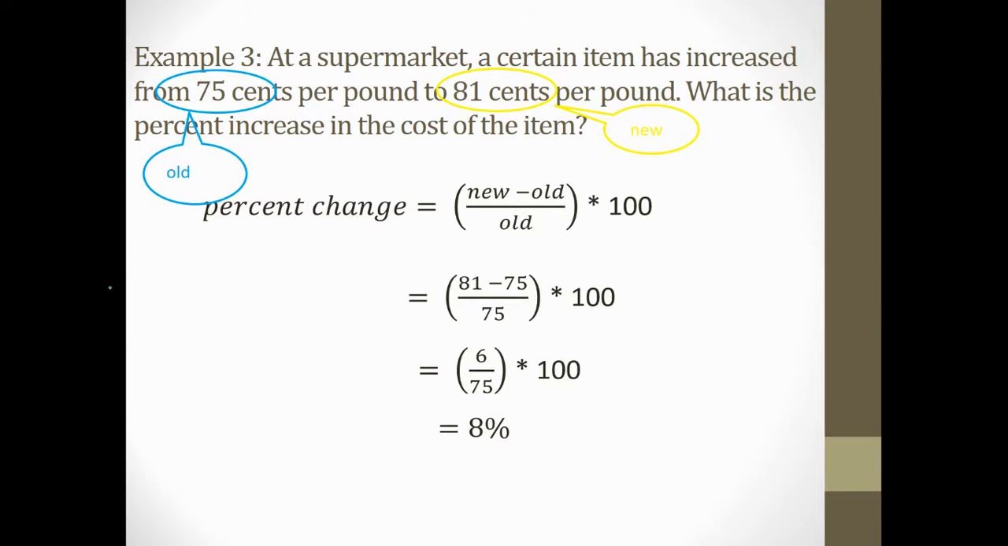When I did this, it's going to give me 0.08. When I move that over 2 places, that's how I got the 8%. So this fraction right here, 6 over 75, is 0.08. When I'm talking about timesing 100, I'm talking about moving the decimal place 2 places.